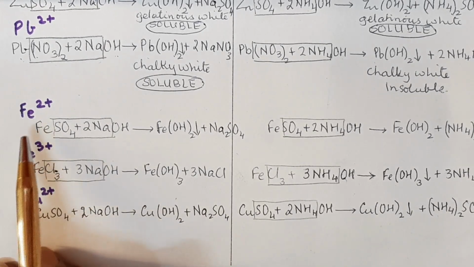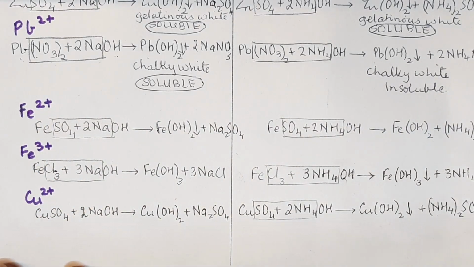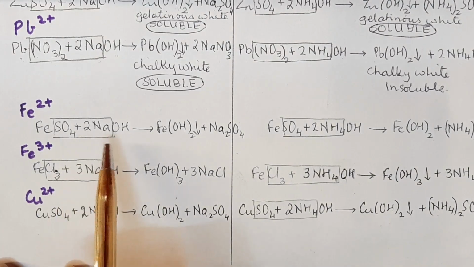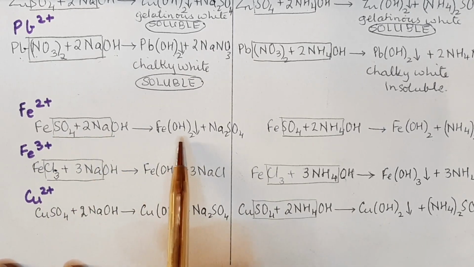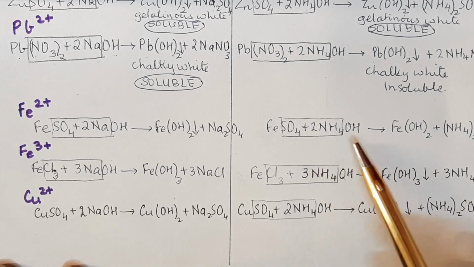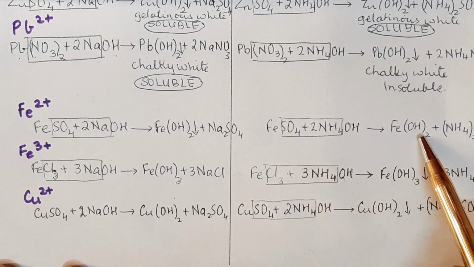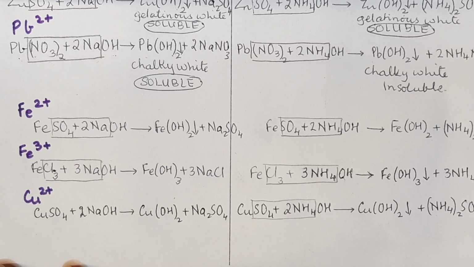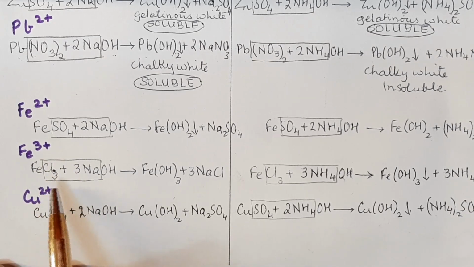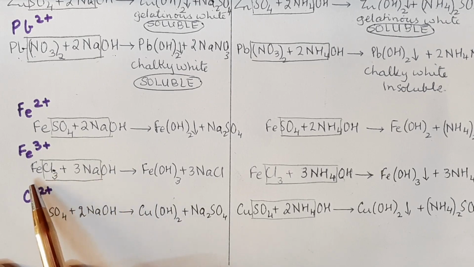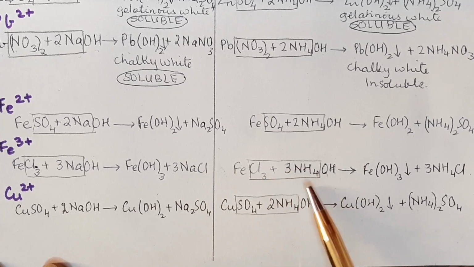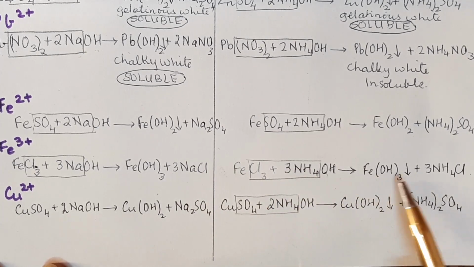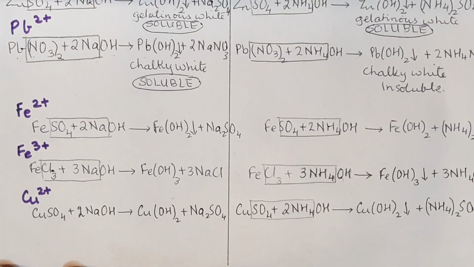We'd already seen that Fe2+ will give us a green, that is a dirty green precipitate. Let us see the reaction with NaOH. FeSO4 plus 2 NaOH gives us Fe(OH)2 plus Na2SO4, and with NH4OH you will have Fe(OH)2 plus (NH4)2SO4. Now FeCl3 plus 3 NaOH will give us Fe(OH)3 plus 3 NaCl, and FeCl3 plus 3 NH4OH will give us Fe(OH)3, which is a precipitate, and then we will have 3 NH4Cl.